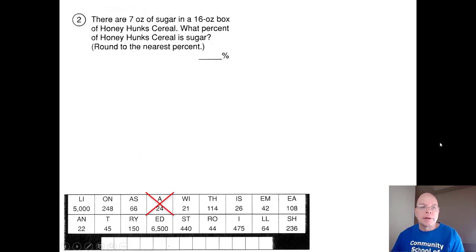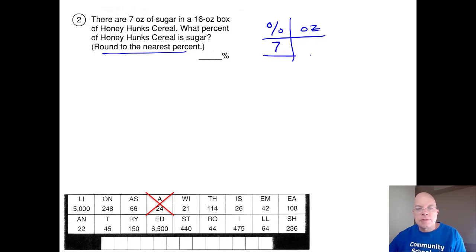Problem number 2. There are 7 ounces of sugar in a 16-ounce box of Honey Hunks cereal. What percent of Honey Hunks cereal is sugar? Round to the nearest percent. So we have percent and ounces.